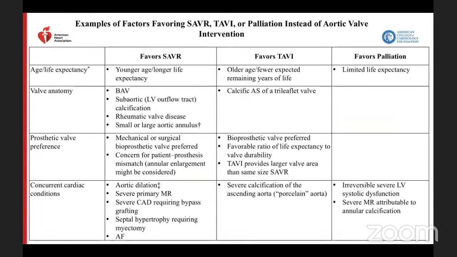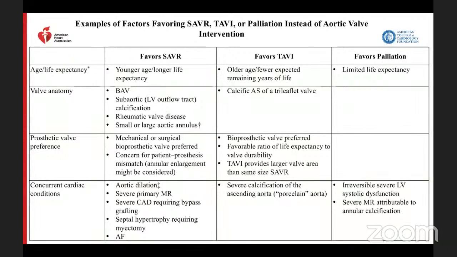Prosthetic valve preference: a mechanical valve is preferred in surgical AVR. Concern for patient prosthesis mismatch: if annular enlargement might be considered, the patient will go better for surgical AVR. What favors TAVI is that a bioprosthetic valve is preferred, with a favorable ratio of life expectancy to valve durability. TAVI provides a larger valve area than the same size in surgical AVR.